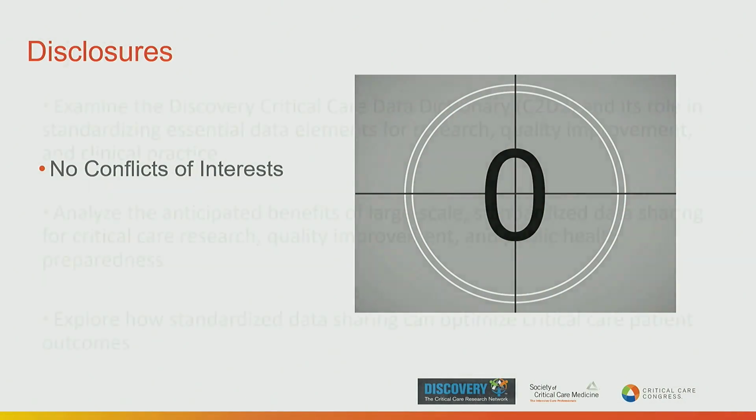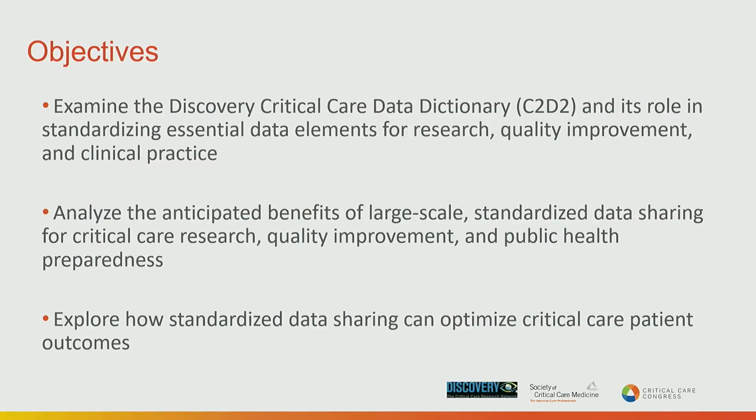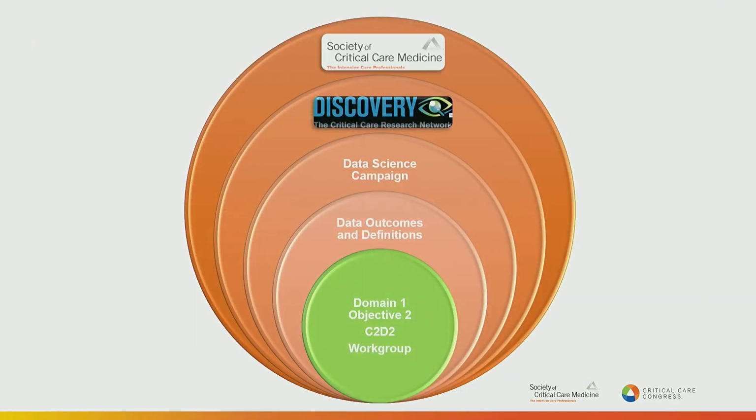I have no conflicts. And these were the objectives that were put forward in the presentation materials. I'm not going to spend a lot of time on them, but just know that across all three presenters we will hit on these. Okay, so just a little framing, because I think sometimes this can be convoluted for individuals who have not been part of this process. You have the society as a whole, you have Discovery as the trials network, then you had this data science campaign, which then embraced a data outcomes and definitions group. And then you had the domain one, which Gilles so eloquently touched on, and you might see that slide again. But you had the C2D2 working group, and I'm going to dig into that a little bit more.